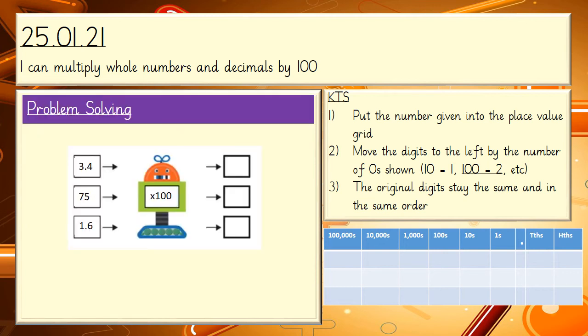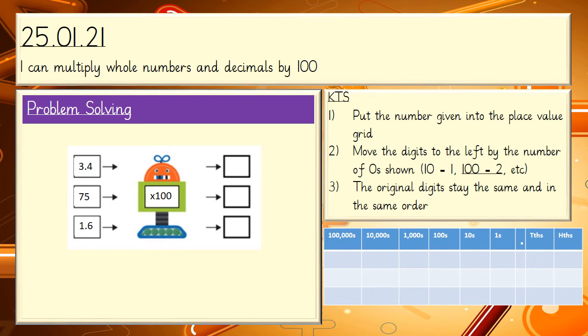Let's have a look at some of the problem solving that you're now going to come across on maths.co.uk. This is an example of one that you'll come across, but what I've done is I've changed the numbers, but you'll come across the same layout. So on the left you've got a series of numbers. Then you've got like a function machine in the middle, and that function machine tells you what you're going to multiply it by. So the number on the left put into the function machine, which is multiplying by 100, will give you the answer on the right.